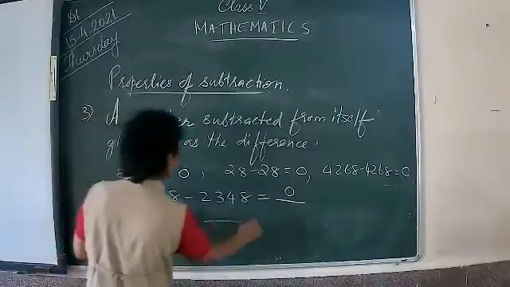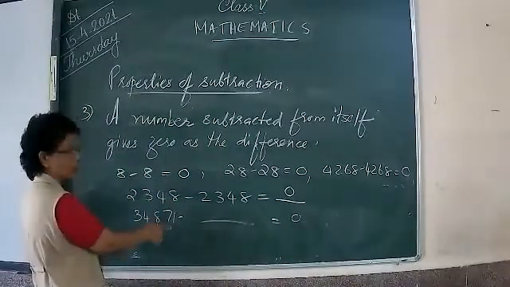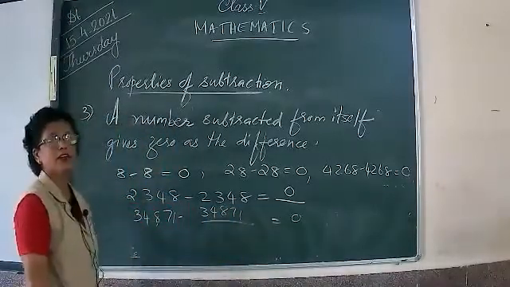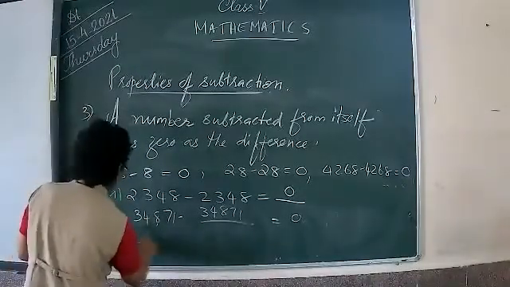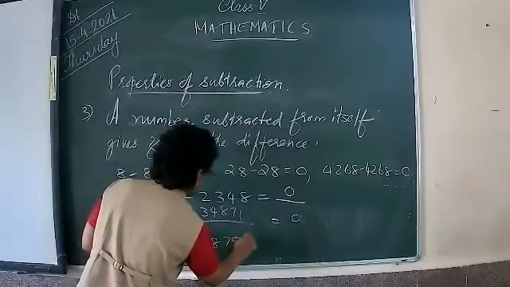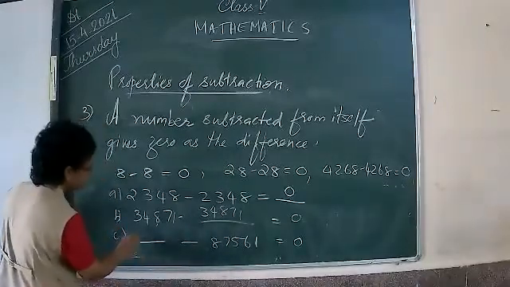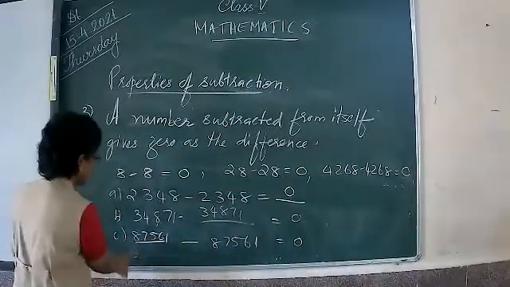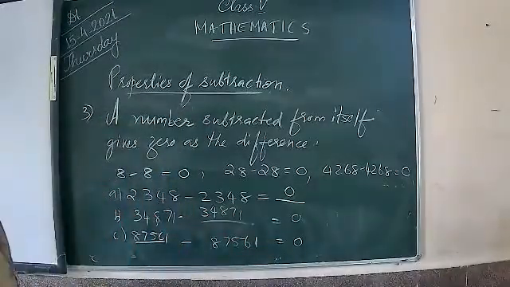And 34871 minus dash is equal to 0. So to get the answer 0, what should you have to subtract there? 34871, the same number. Then only you get 0 there, isn't it? And another question there. Dash minus 87561 is equal to 0. To get 0 there, what number you have to write here? Same number, 87561. 87561 minus 87561, answer is 0 there. Understood, children, that third property? Copy down.